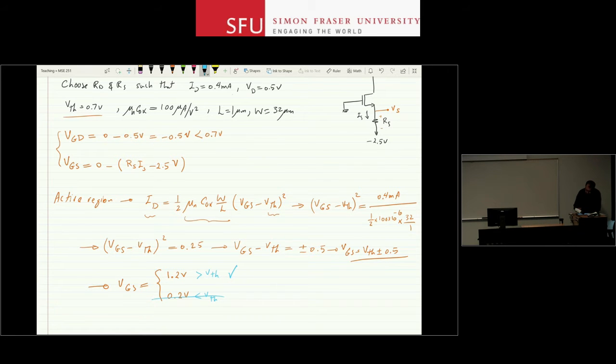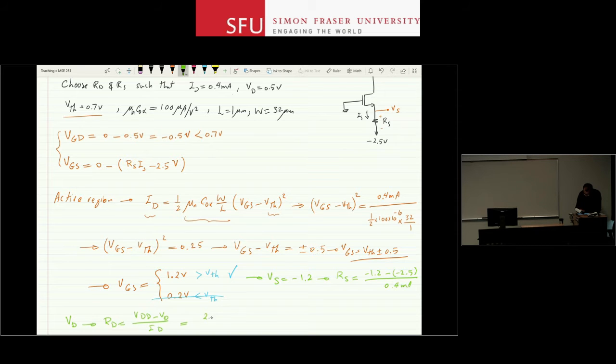Now I have everything that I need. If I have a VGS of 1.2, then I can right away see that VS is going to be minus 1.2 because gate voltage is 0, and I can calculate RS. So it's minus 1.2 minus 2.5 divided by the current, right? And since I know VD, I can calculate ID. So sorry, RD.